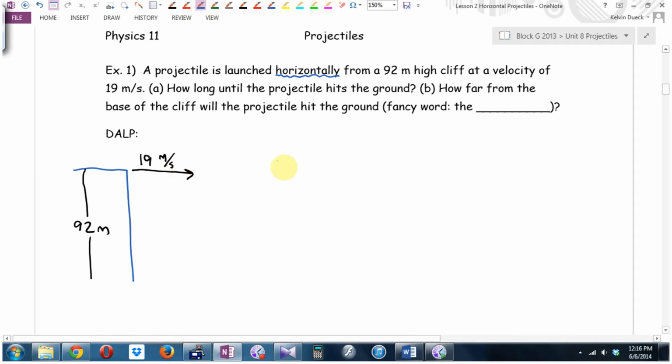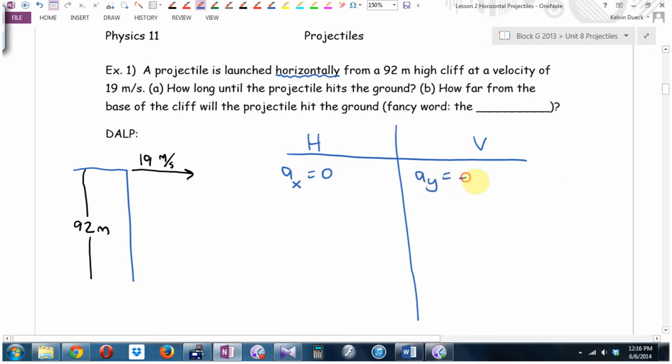I'm going to break this up into horizontal and vertical. And right away, I know horizontally there's no acceleration, and vertically the acceleration is negative 9.8. I write that down. I'll say that's a no-brainer. Now, it's not a no-brainer because you need to know physics to know that, but what I'm saying is if I understand physics and I'm solving a projectile, components, boom, boom. What else have they told me? What's that 92, vertical or horizontal? I'm going to say fussy displacement, so I'm going to call that dy, and it's not 92. Technically, what is it? Negative 92.